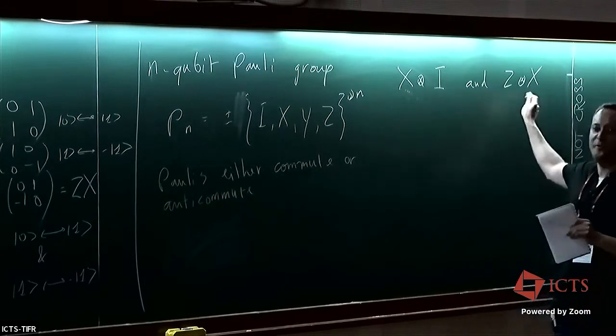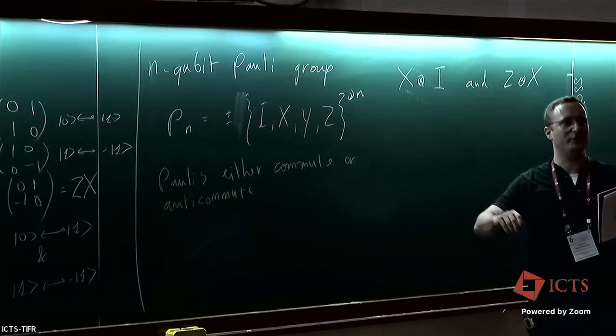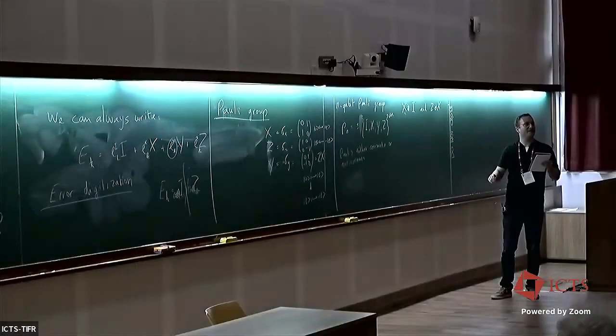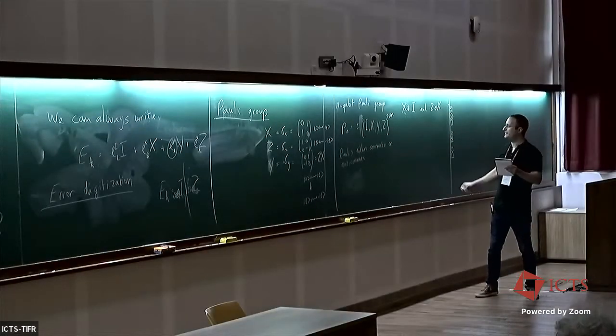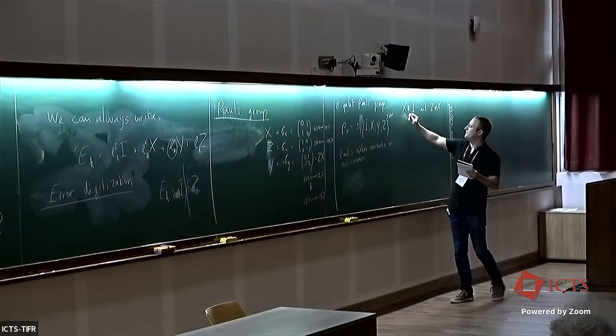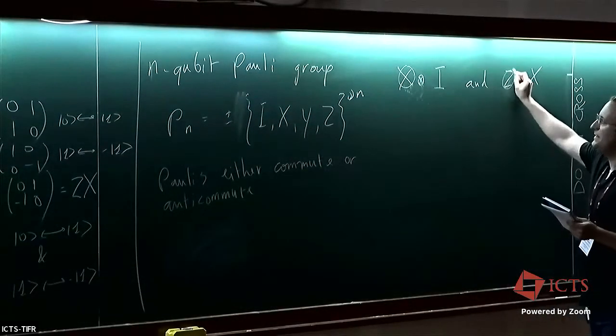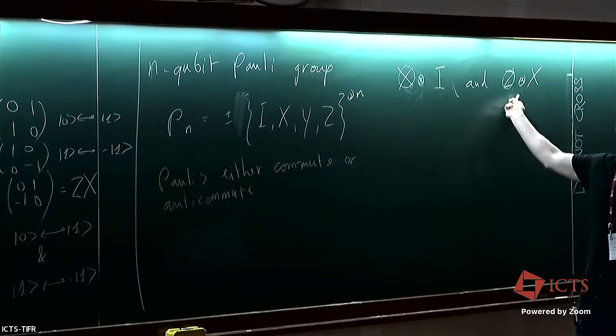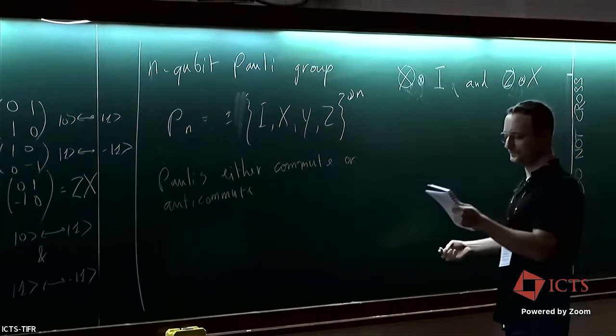Do these two operators commute or anti-commute? Who votes commute? Who says anti-commute? Okay, yes, indeed, they anti-commute. Why? Well, X anti-commutes with Z, and I and X, of course, commute. So in total, it anti-commutes.